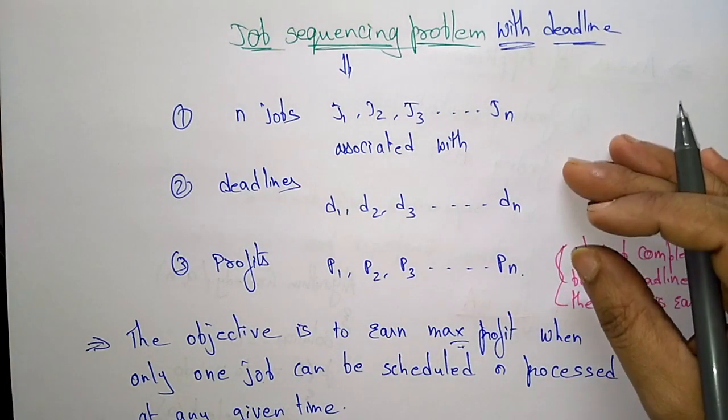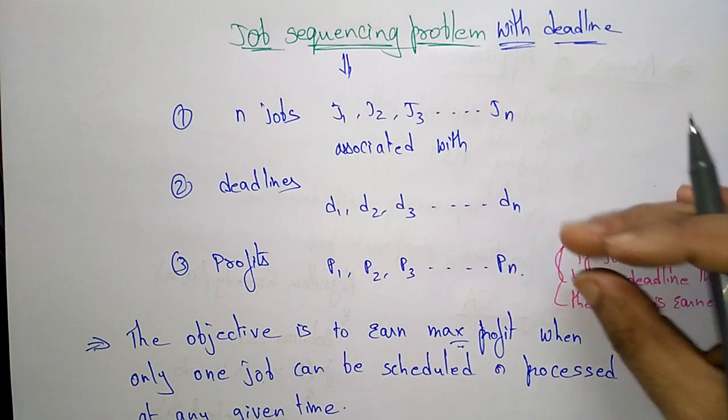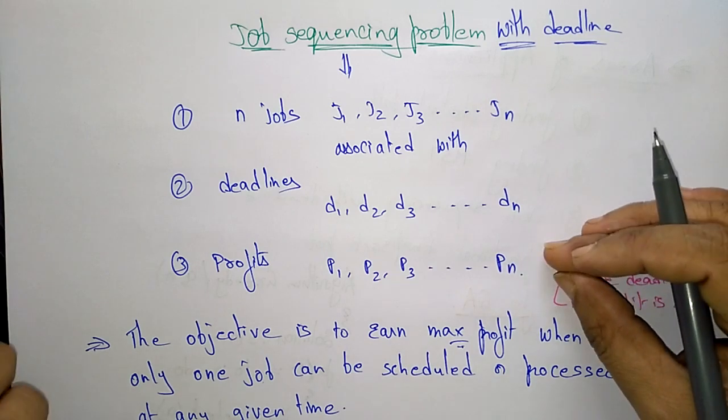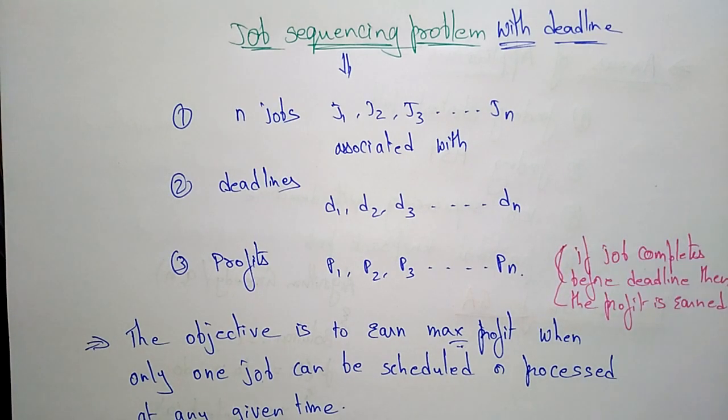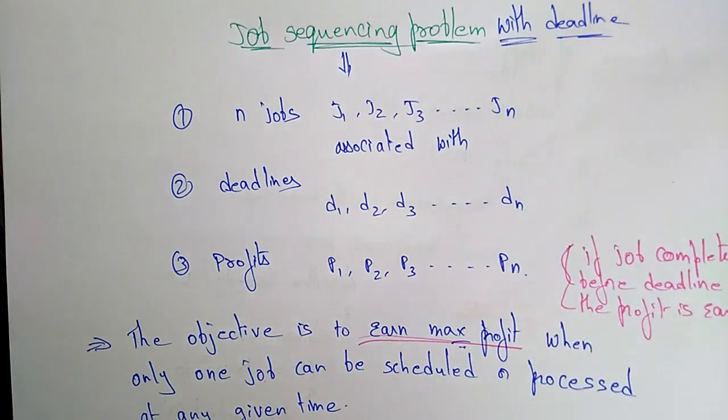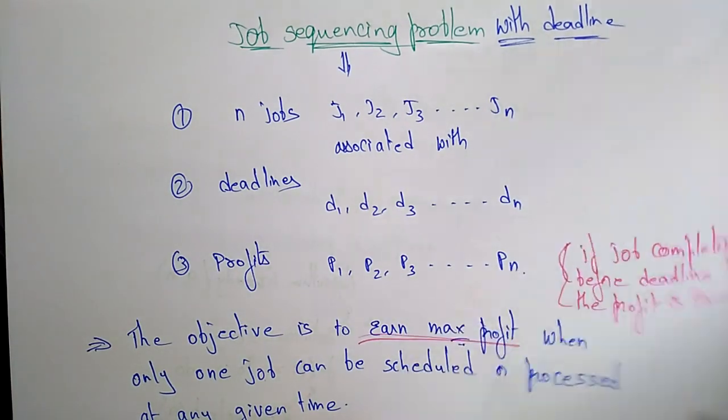Let us take some jobs, with some deadlines, and after the completion of the deadline you will get some profit. The main aim is to earn the maximum profit for those jobs. If we do job sequencing, one job after another, how many jobs can we do while earning the maximum profit? That we have to find out. Now let us consider one example for the job sequencing problem with deadlines.